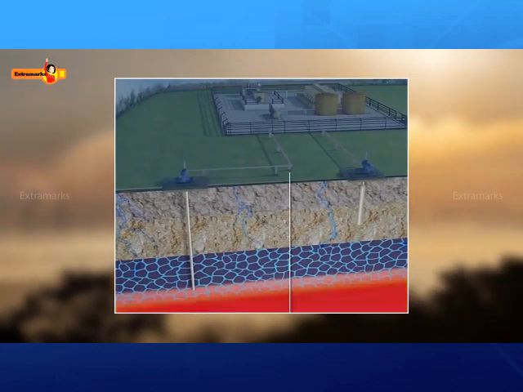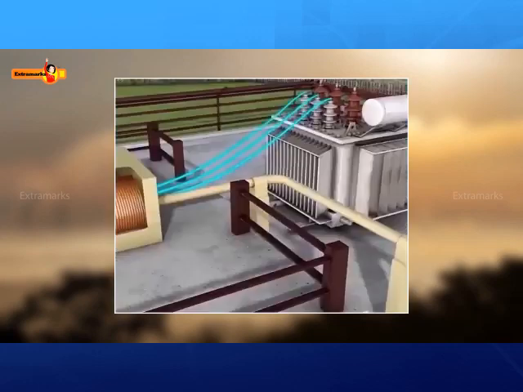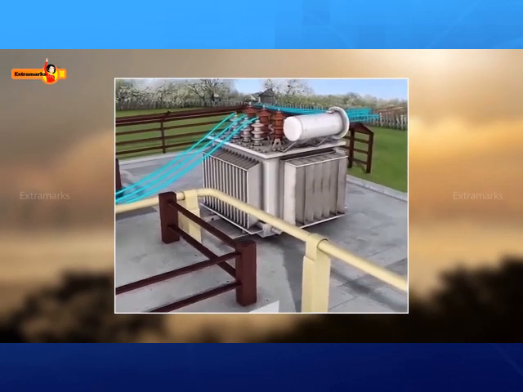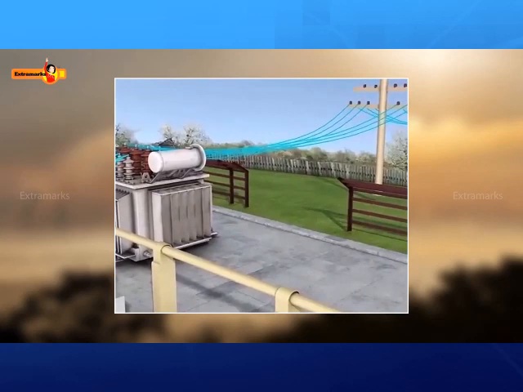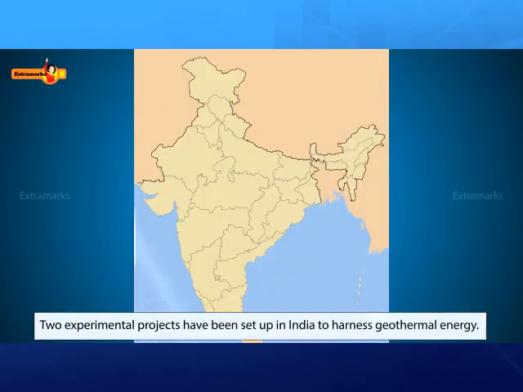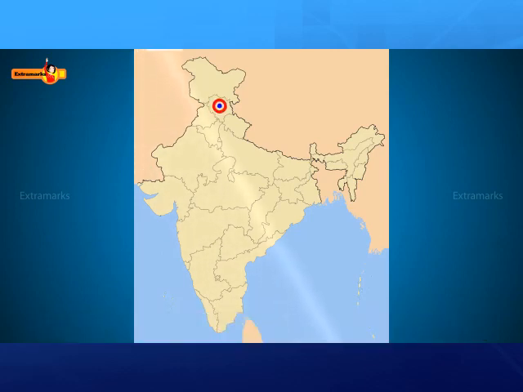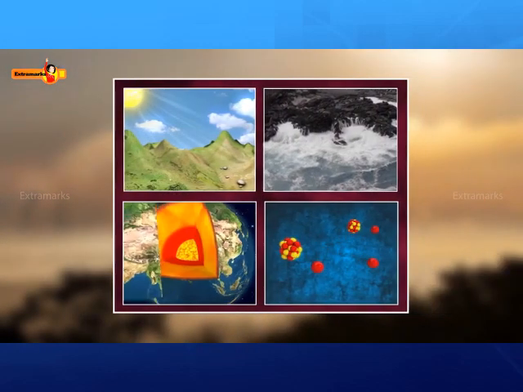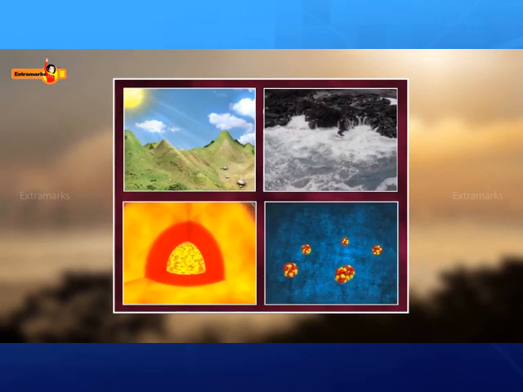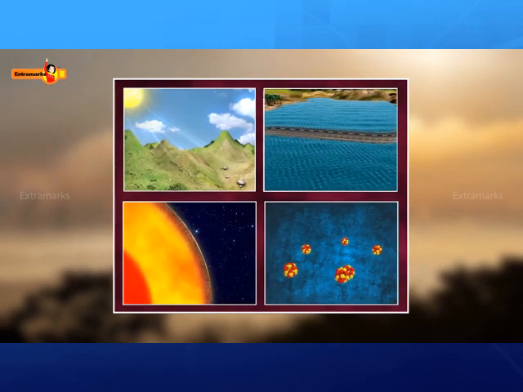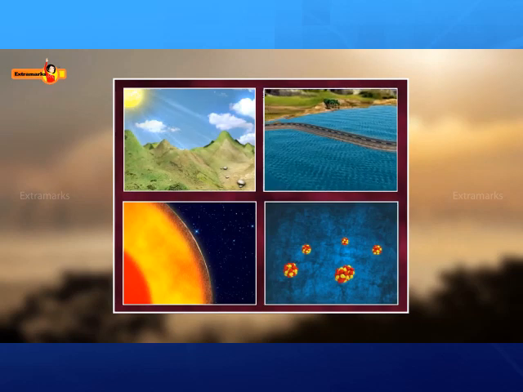Geothermal power plants use superheated fluids from the Earth's geothermal resources to generate electricity that spins turbines on a generator. Two experimental projects have been set up in India to harness geothermal energy. One is located in the Parvati Valley near Manikaran in Himachal Pradesh and the other is located in the Puga Valley, Ladakh.